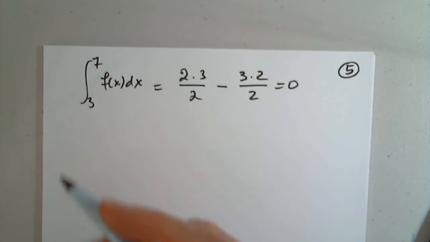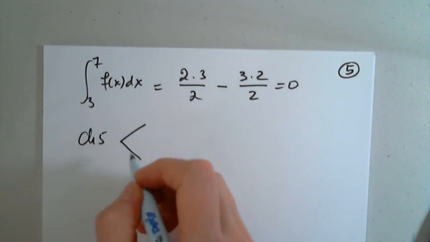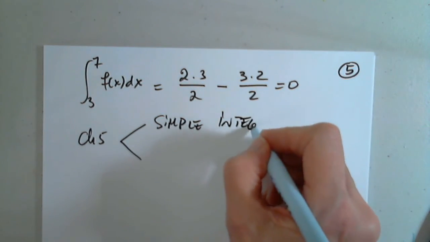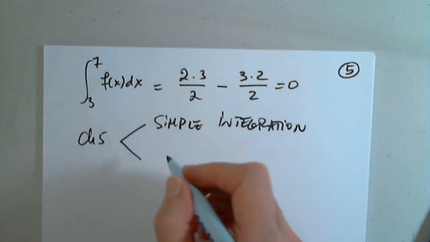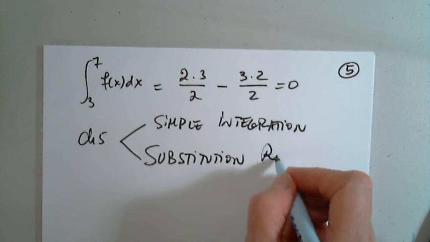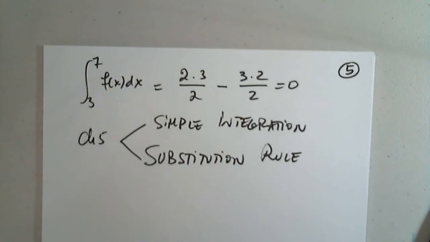So in this class, in chapter 5, we're going to look at simple integration and the substitution rule. Nothing else. All the other techniques of integration, integration by parts, partial fraction decomposition, trig substitutions, etc., they're all in chapter 6 in Calc 2. Okay.